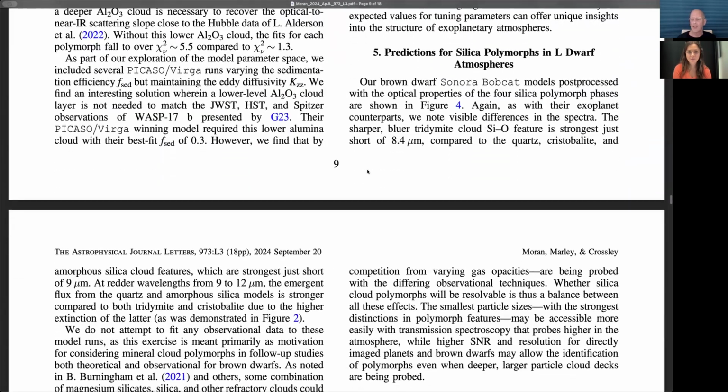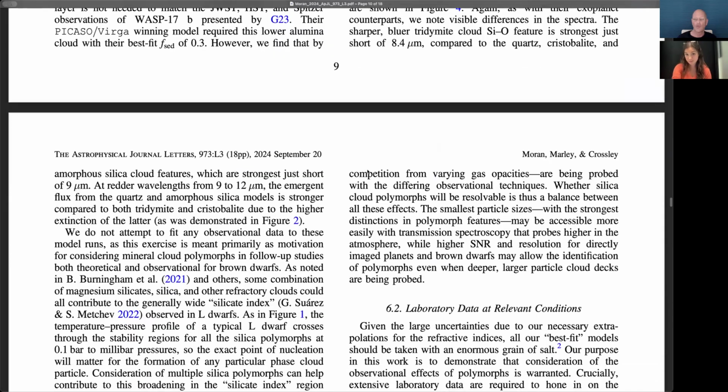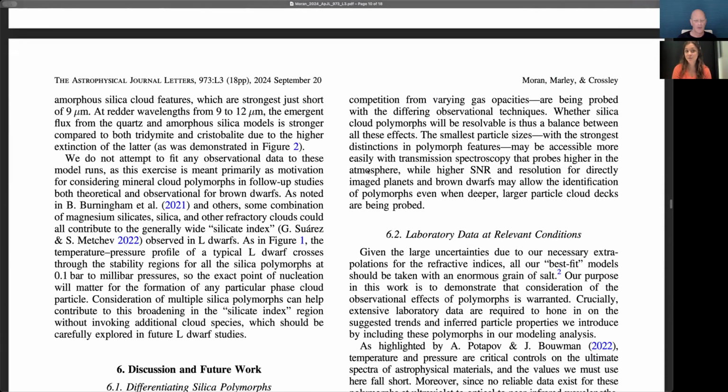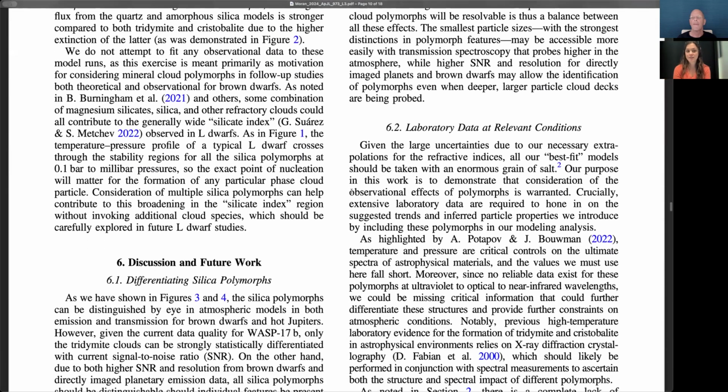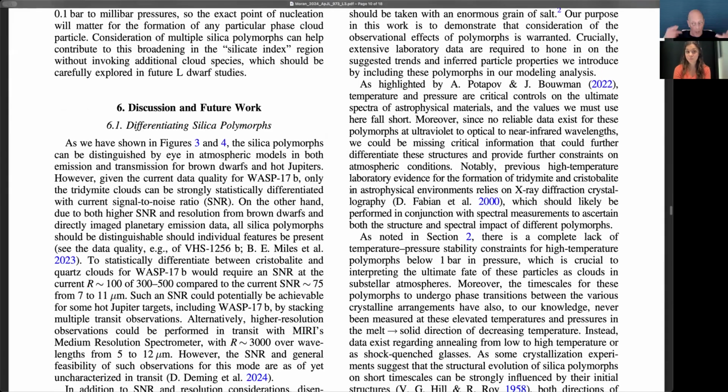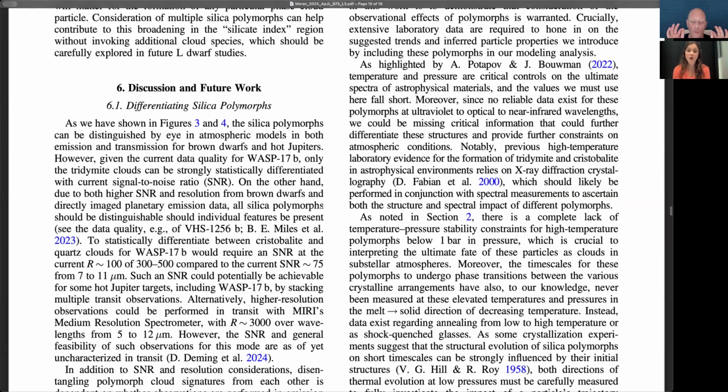We got some predictions. So that's predictions. Exactly what that figure was showing is what we might expect from these different polymorphs. And the whole rest of the paper is discussing where I think this could go. If you look at the statistics that I was able to pull out, they're not strongly distinguishing for the WASP-17b results. And so I'm just doing a little bit of a calculation here, suggesting you might need to go to a little bit higher signal to noise in order to really tell these things apart.